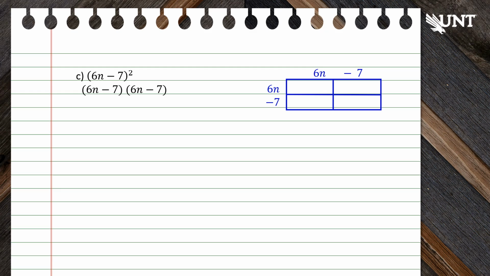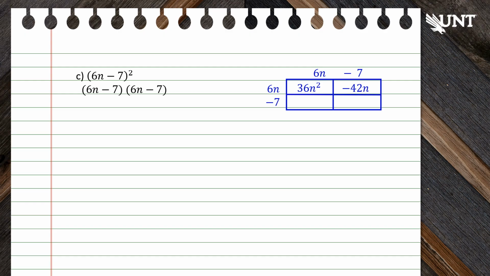Now, like before, I'm going to find the area of each of these regions, starting in the top row, left to right. The first one has the dimensions of 6n by 6n. Well, 6n times 6n gives us an area of 36n squared. Continuing on the first row, we now have the dimensions of 6n by negative 7. Now be careful with your signs. 6n times negative 7 is a result of negative 42n. We've completed the top row.